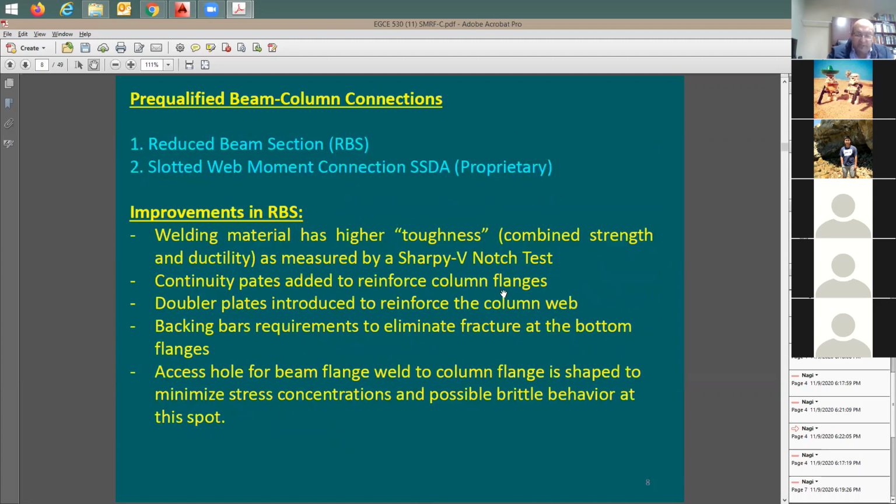We have here two ways of doing it. The very original one, when the code was written, was based on the reduced beam section, the RBS. And then after that, they came up with this slotted web moment connection. It's kind of newer than this, but everybody likes to use this one. It's just easier.